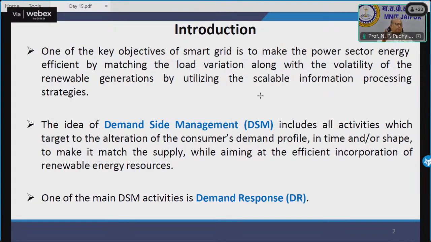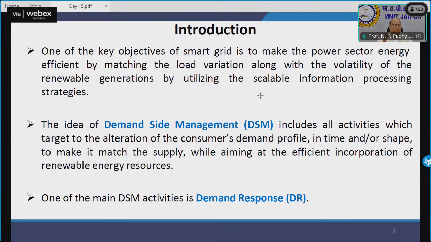It's broader. No, because in demand response I voluntarily participate in a mechanism that helps reduction of energy deficit. For example, there is a scheme of pricing energy, the cheaper energy at a particular point, where I feel attracted and participate. But in case of demand side management, the target is the alteration of the consumer's demand profile in time as well as shape.